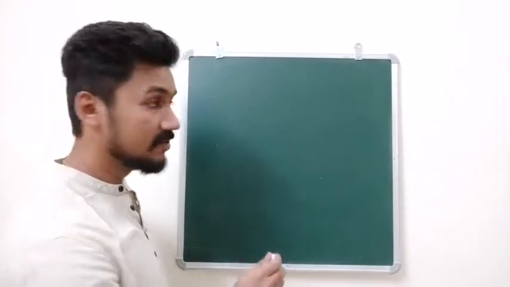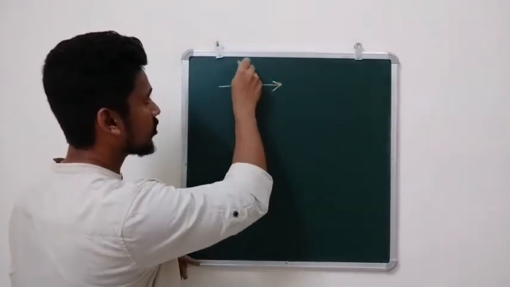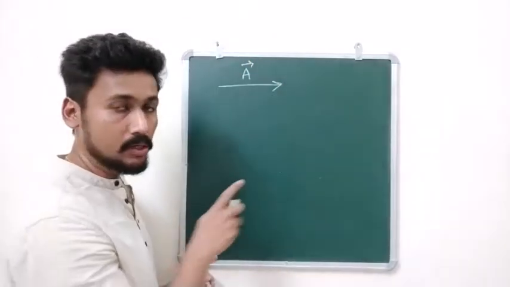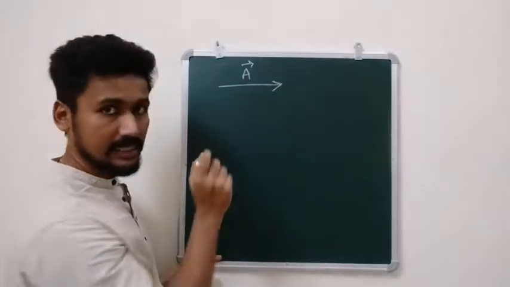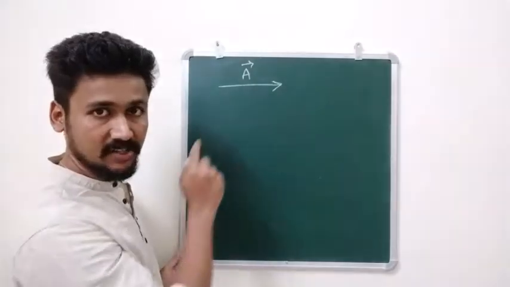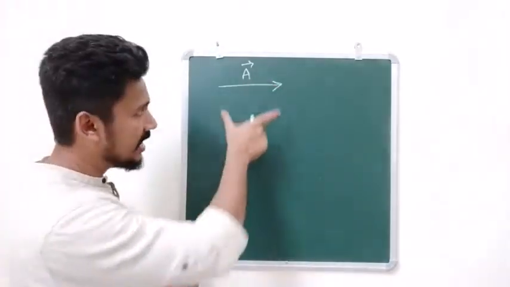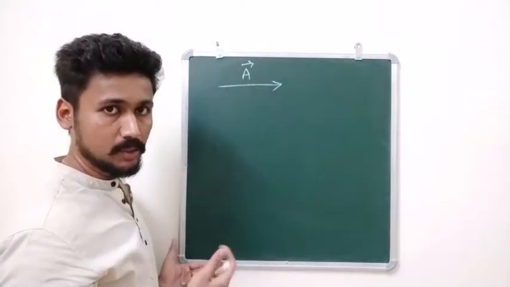So let us see one vector now. If I draw a vector like this and call it vector A, this arrow denotes a vector. Looking at this, you can understand in which direction the vector is pointing, and you will also know the magnitude. The length of this vector will be the magnitude.